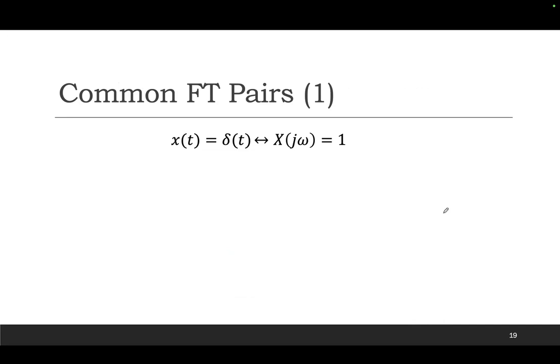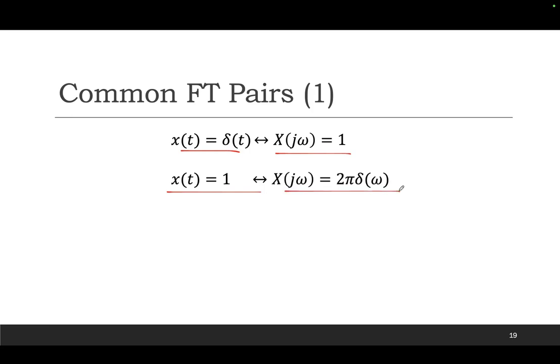Okay, and then these are some common FT pairs. If you don't remember how to calculate it, you just review the slides we talked about before. If your signal is this one, your FT should be 1. And if your signal is 1, your FT should be like this. It's kind of a pair, it can be opposite. You can see why this one has 2 pi, because this one is in the frequency domain, am I right?